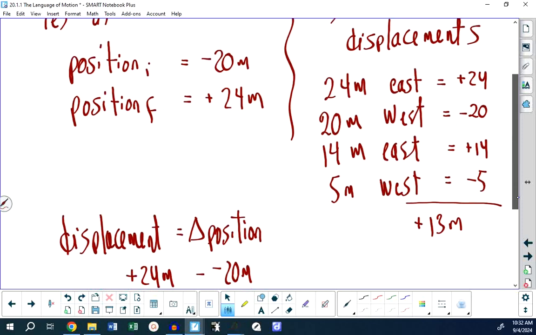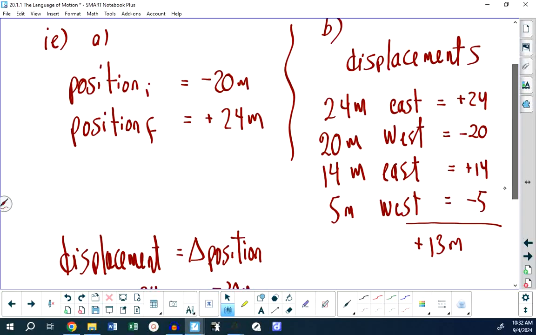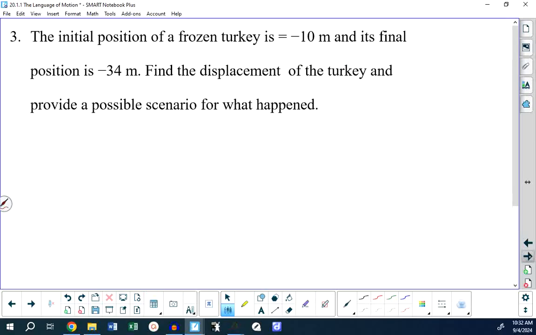Which means in case A, the object ended up 44 meters to the right of where it started, and in case B, it ended up 13 meters east of where it started. So when you find total displacement, sometimes you use this idea, sometimes you use that idea. Let's take a look at the next question. With that in mind, I'm going to give you a minute to calculate the displacement in this situation. We have a frozen turkey whose initial position is negative 10 meters and final position is negative 34 meters. What's the displacement? And explain what that means.